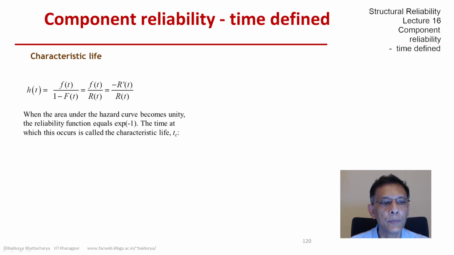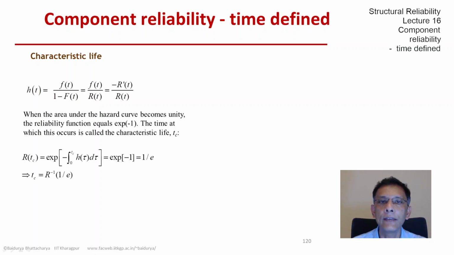So the instant at which the area under the hazard curve becomes unity, that instant of time is called the characteristic life. So the characteristic life is the solution of the equation when R equals 1 by e, e being the base of the natural log. So in the next slide we are going to solve an example where we determine the h of t and the t sub c.